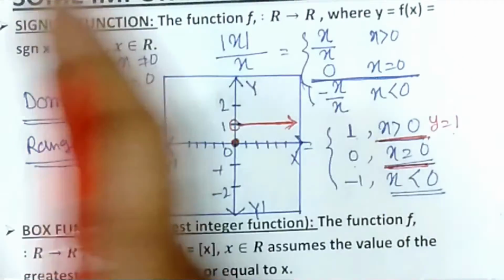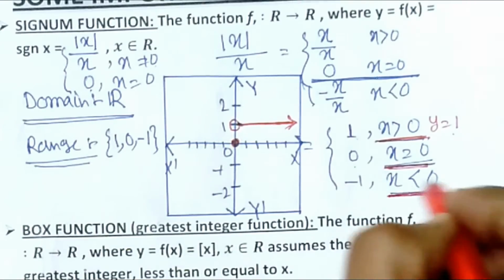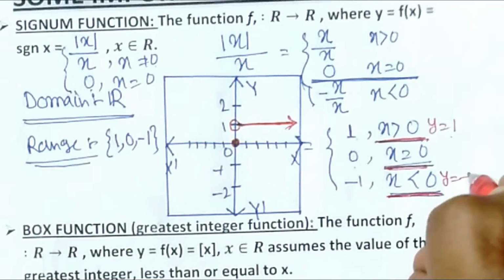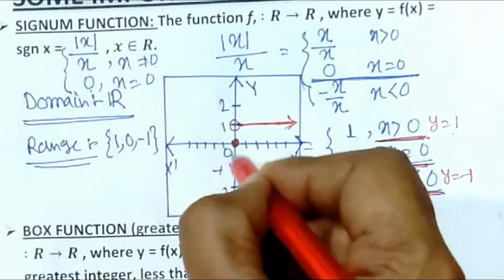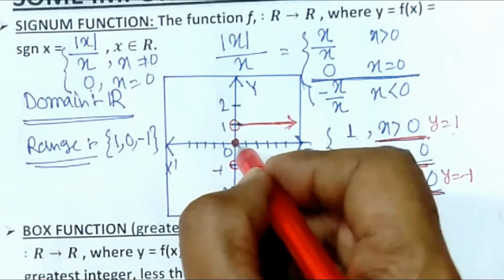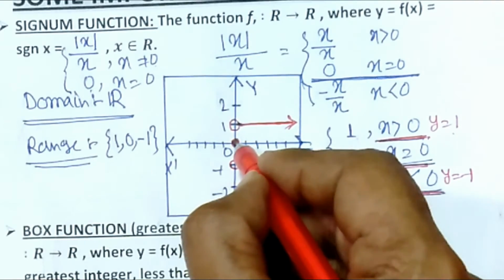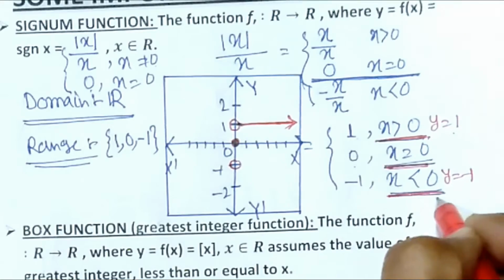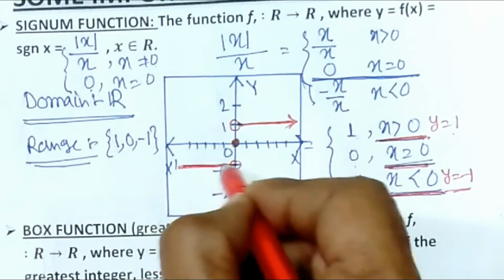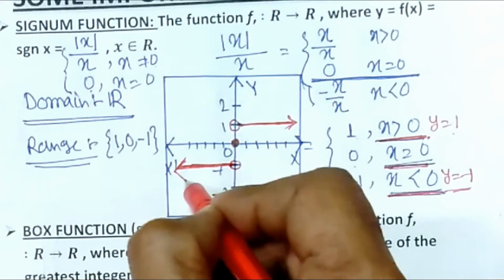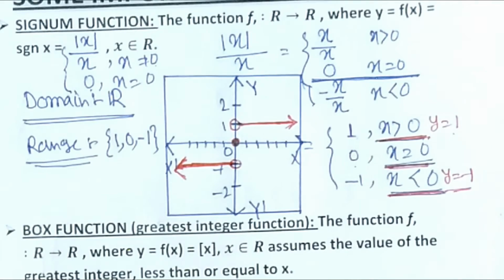So for 0, the value will be 0. And for the negative half of the x-axis, that is for x less than 0, the value of y is equal to minus 1. Okay. So excluding the point 0, where it is already defined that the value of y is also 0, the graph of y equals to minus 1 will be parallel to the x-axis and it is a straight line.